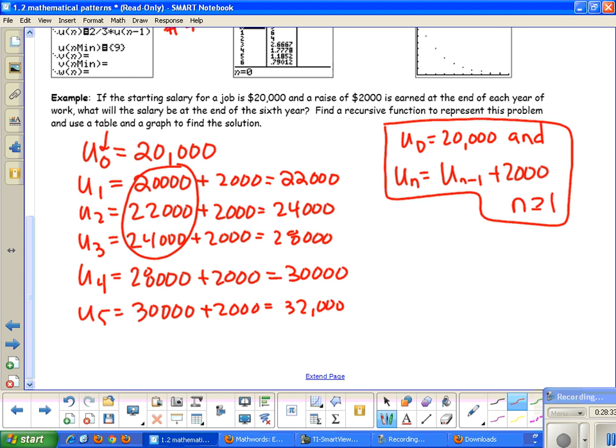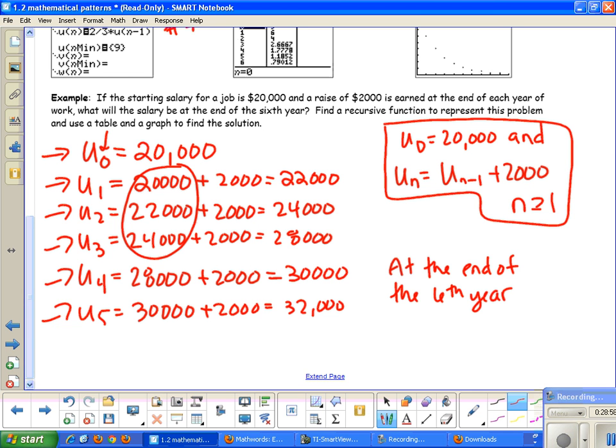And I guess I shouldn't have used 6 there, because if we're starting off with year 0, this would be your first year, this is your second year, third year, fourth year, fifth year, and then at the end of the 6th year, you'd be making 32,000. So at the end of the 6th year, you are making $32,000.